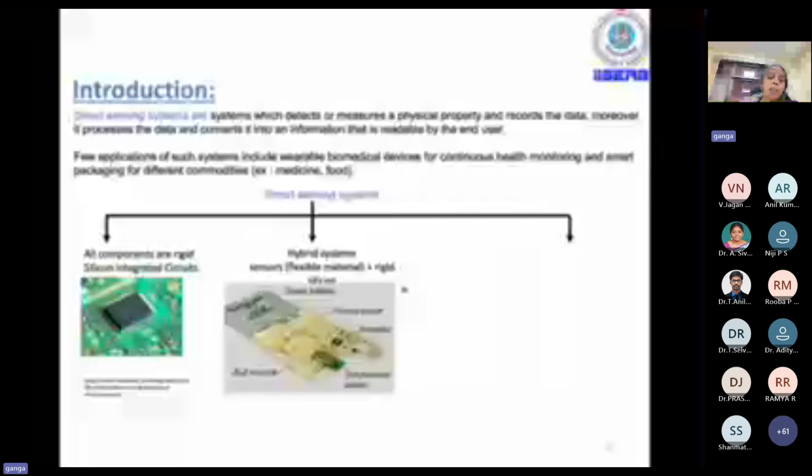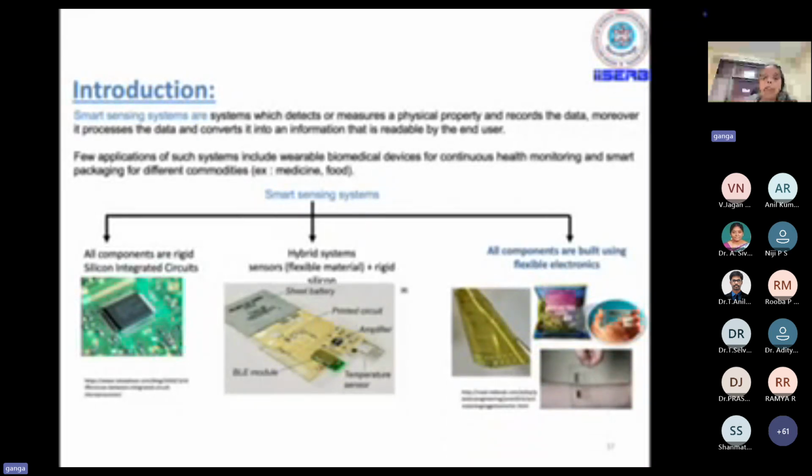Circuits with flexible electronics, and post-processing is being done with the rigid electronics. We call them hybrid systems, which include two different semiconductor technologies or two different platforms. This is a hybrid solution. The third solution is completely flexible.